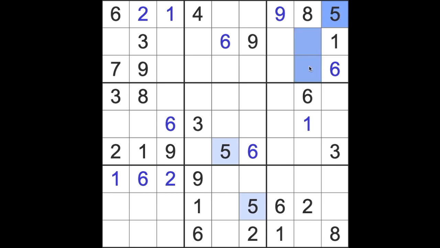This 5 blocks these two squares, this 5 blocks this square. 5 blocking along here means there must be a 5 down here, which means that can't be 5, so 5 has to be there.